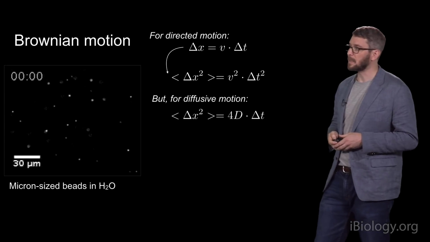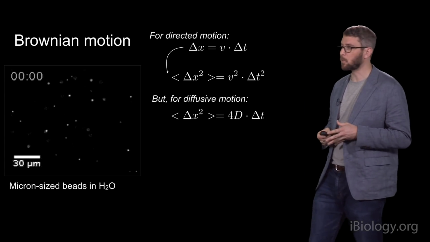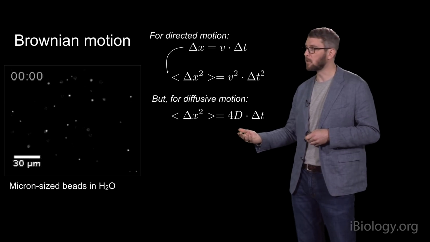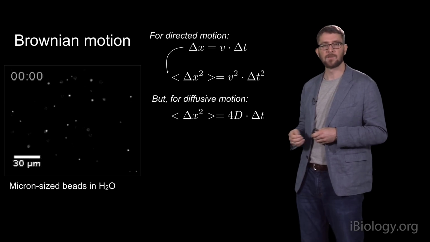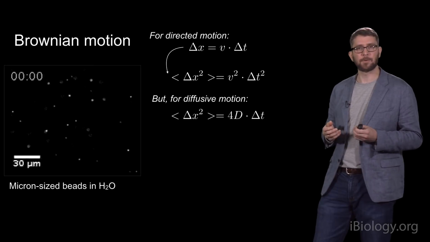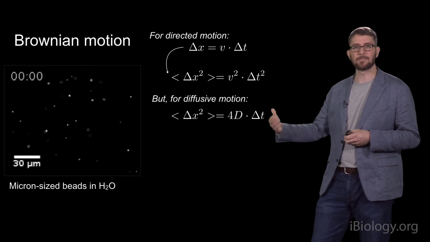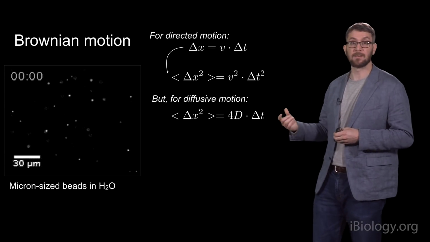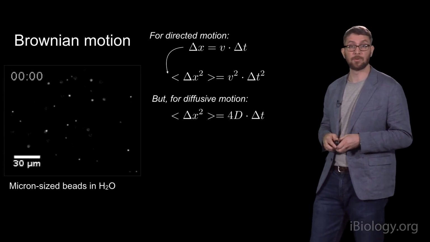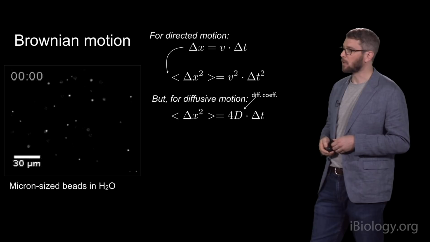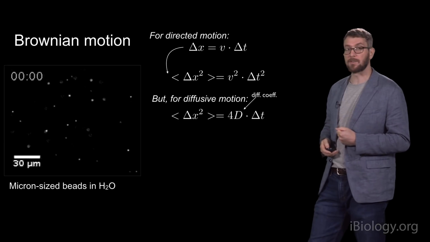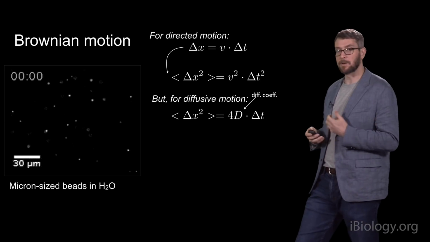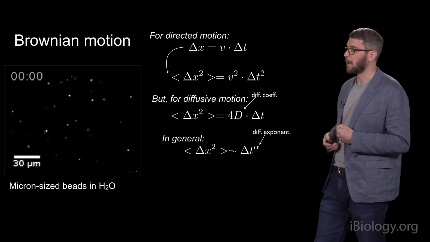Now what's interesting is for diffusive motion, the square of the distance does not go like the square of the time, but it only goes linearly with time. So that's pretty interesting. Then if I wait twice as long, this quantity, this delta x squared, isn't a factor of 4 larger. It's only a factor of 2 larger. And so the prefactor here is called the diffusion coefficient. It's something like the velocity, but a little bit different, has different units.